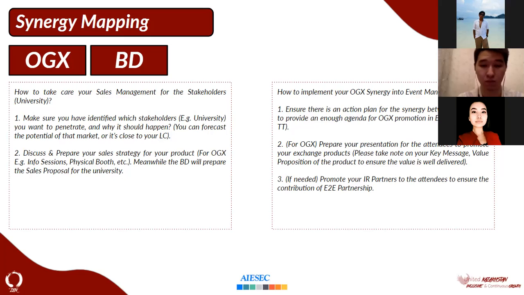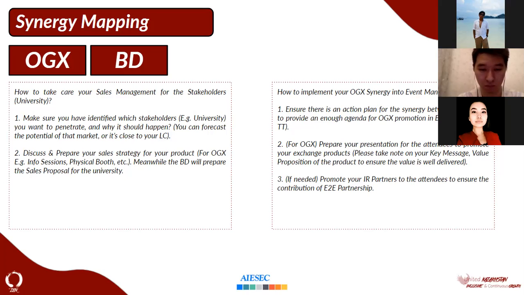Second, discuss and prepare your sales strategy for your product, for OGX, for example, a possession, a physical book, and other things. Meanwhile, the BD will prepare the sales proposal for the university, and maybe I see that there's an LSTPR. Maybe BD will be taking care of the LSTPR. Later, you can give me insight as well.